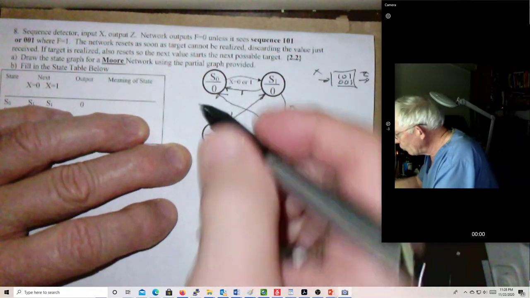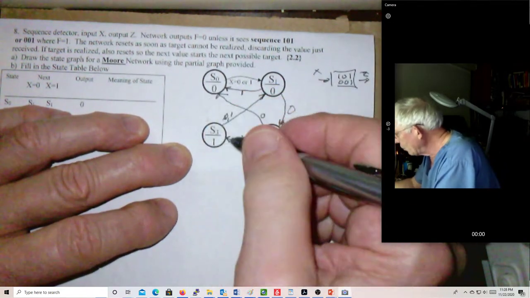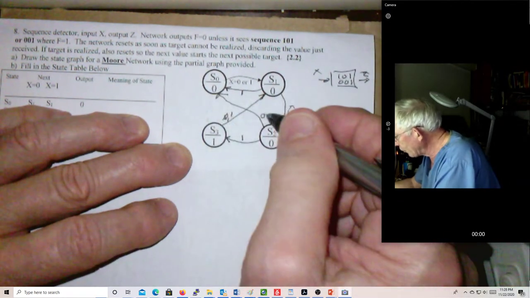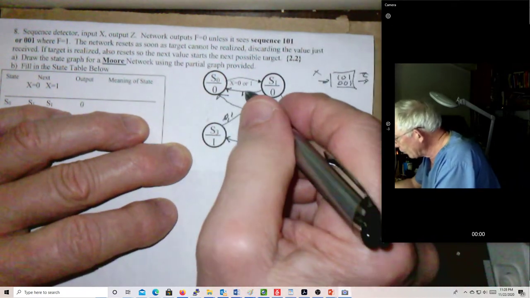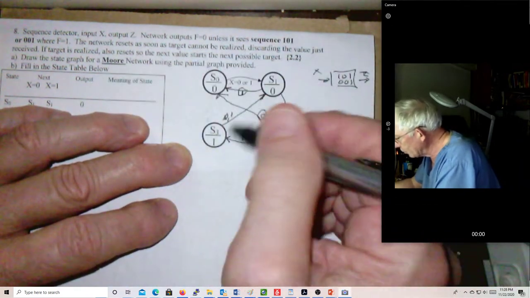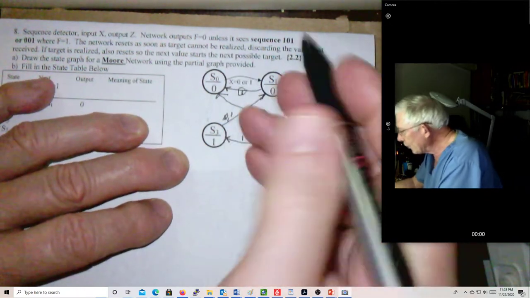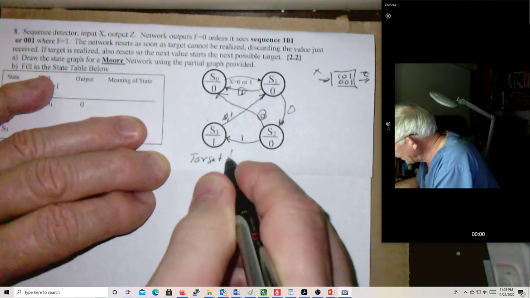Now, you notice from S3 we don't go up here, because if we did, we would be throwing away that value. Now, when we go here, we are throwing away this 0, but that's what it tells us to do. And here we're throwing away that 1. That's what it tells us to do, but it doesn't tell us to throw this one away. So we're in S3, so we have to think of S3 as both target and reset.